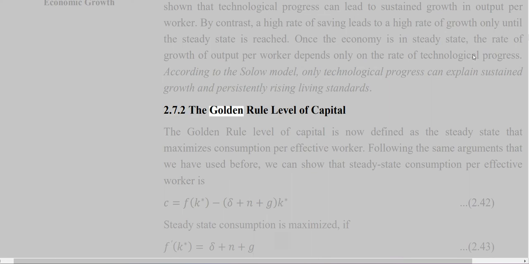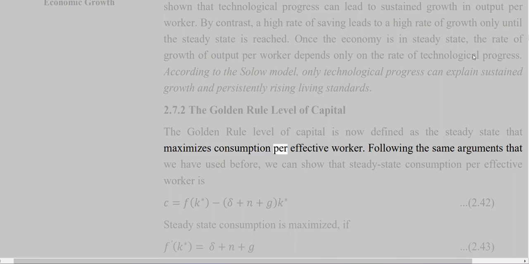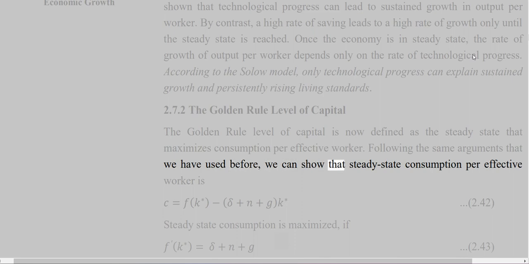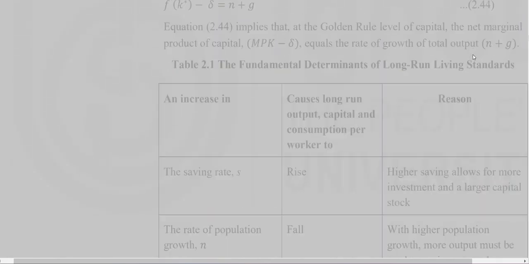2.7.2, the golden rule level of capital. The golden rule level of capital is now defined as the steady state that maximizes consumption per effective worker. Following the same arguments that we have used before, we can show that steady state consumption per effective worker is equals asterisk operator minus plus plus asterisk operator 2.42. Steady state consumption is maximized if asterisk operator equals plus plus 2.43. Asterisk operator minus equals plus 2.44.